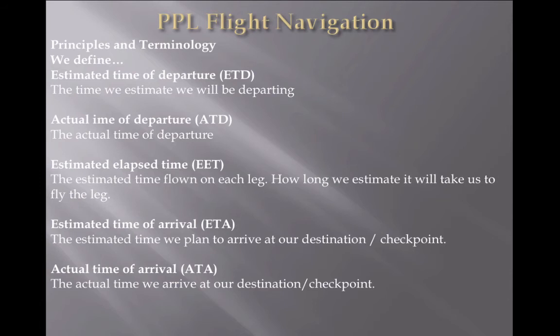Estimated time of departure is the time we estimate we'll be departing. Actual time of departure is the actual time of departure, funny enough. Estimated elapsed time is the estimated time flown on each leg and how long we estimate it will take us to fly that leg. ETA, obvious. Actual time of arrival is the actual time we arrive at our destination or checkpoint, and it's the checkpoints that are key because that allows us to break our overall journey down into legs and use things like the triangle of velocities to ascertain what our route is and our track error and our correction angles.